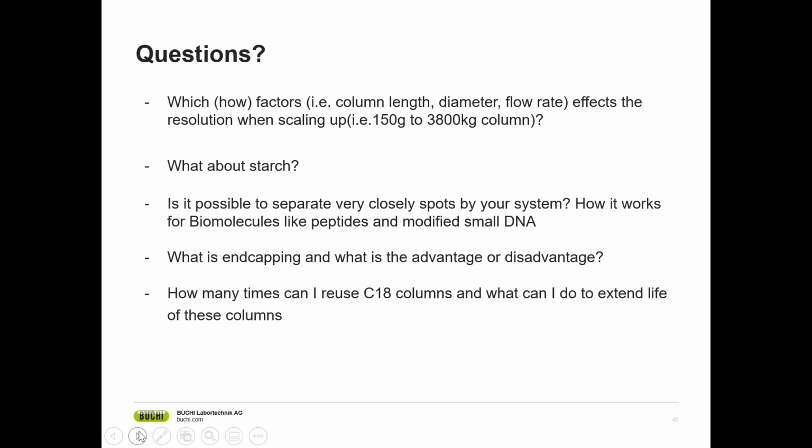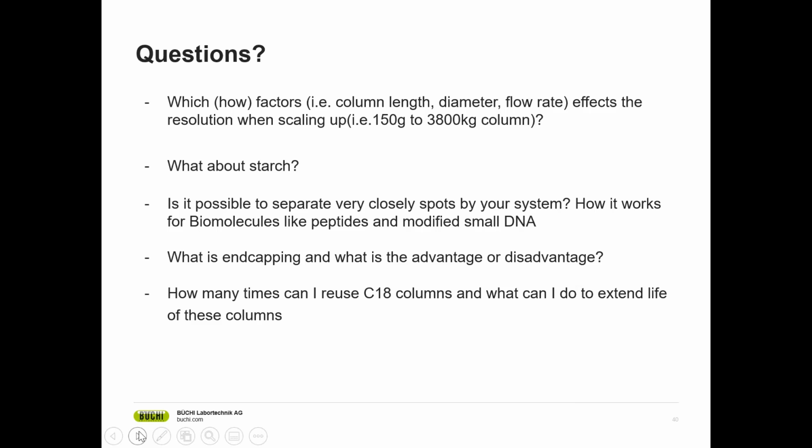So the first one is, which factors affect the resolution when scaling up from a 150 to a 3.8 kilogram column? The logical approach here is to increase the flash cartridge or column size. So there are many factors that have to be accounted for. One is the cartridge size, the loading is also different, gradient, and the flow rate. And if you know what to watch out for, it is fairly straightforward.